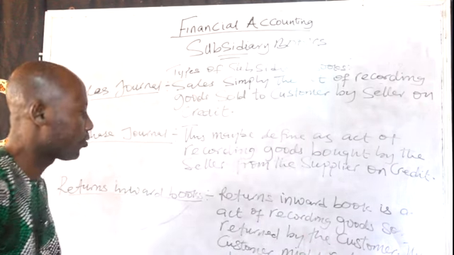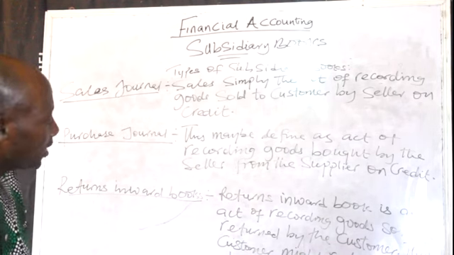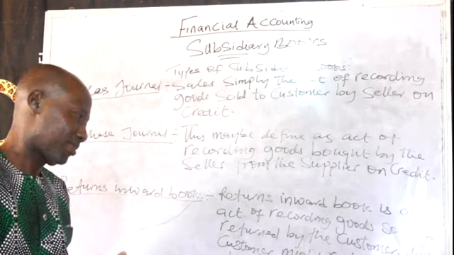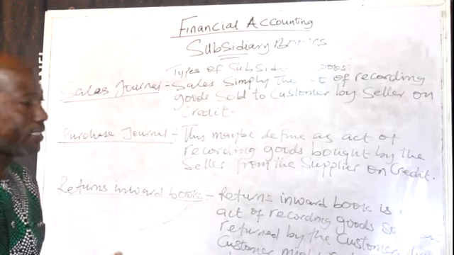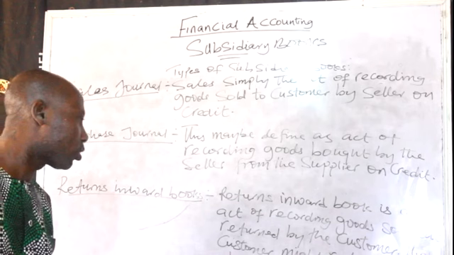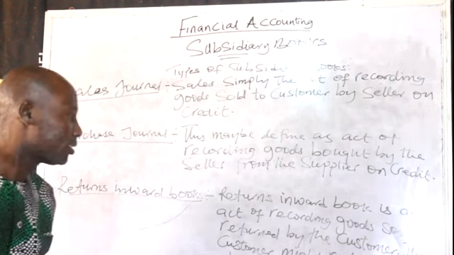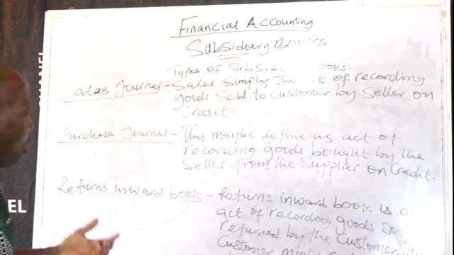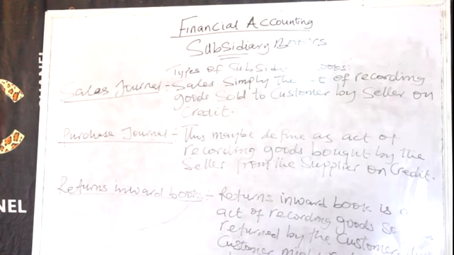That is, it's of low quality. When the goods are defective or damaged, and the customer sees that the goods are not of standard, he might return them to the seller, and the seller will open the returns inward book. Now, the next one is returns outward.